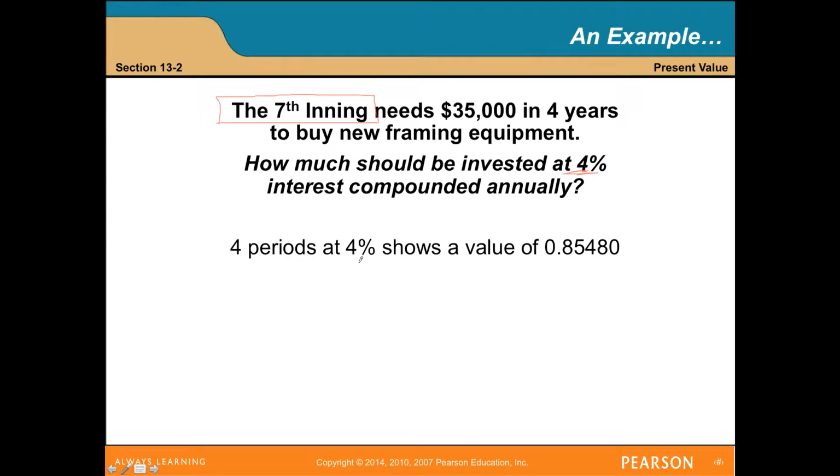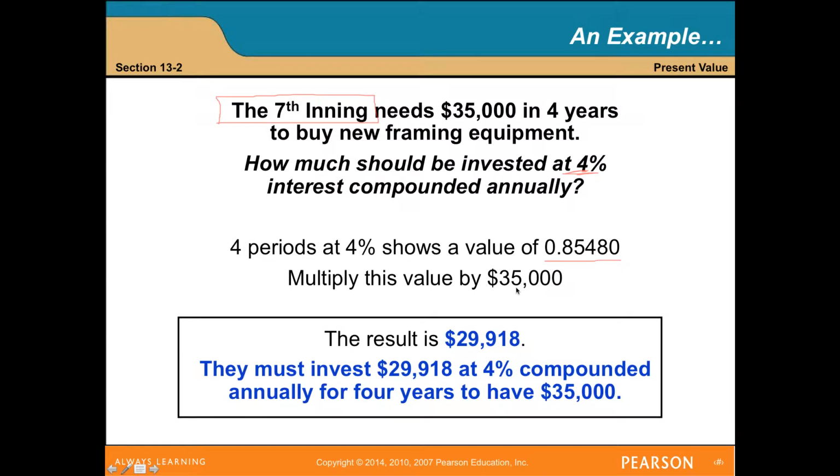4 periods at 4% shows a value of 0.85480. And this will only make sense if you're following in the book. Multiply this value by $35,000. The result is $29,918. They must invest $29,918 at 4% compounded annually for 4 years to have the $35,000 at the end of the period.